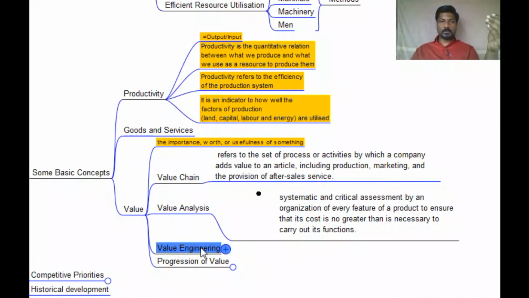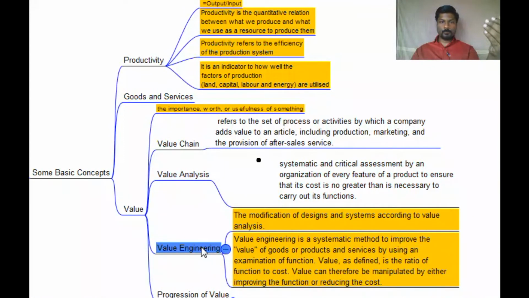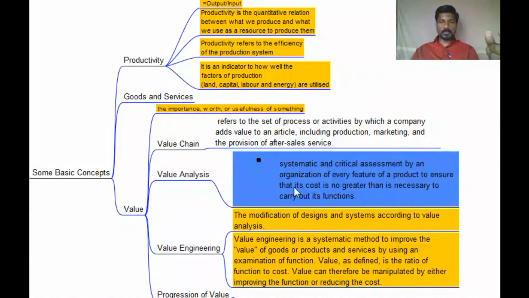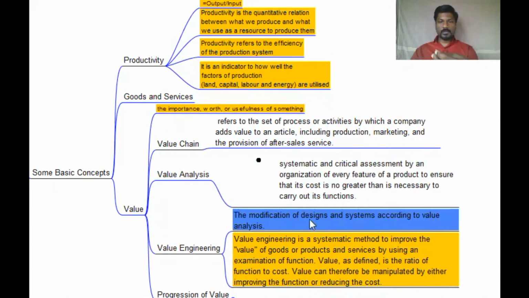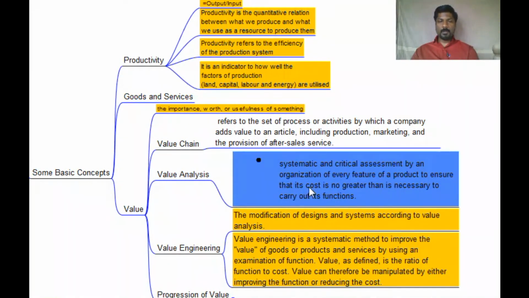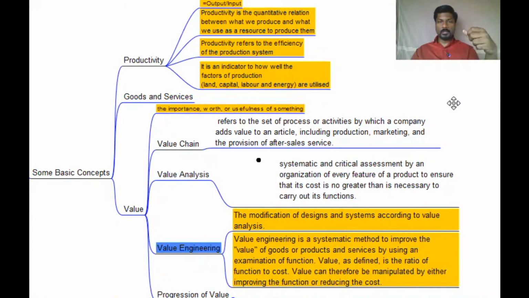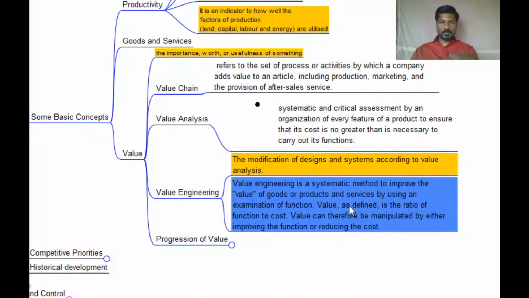Taking it a step further, there is something called value engineering. Once you do value analysis, you will understand what are the functions and what are the deficiencies of the system. The modification of designs of the systems according to value analysis is done in this particular stage called value engineering. So value engineering is a systematic method to improve the value of goods. So this is where the total process becomes systematized.